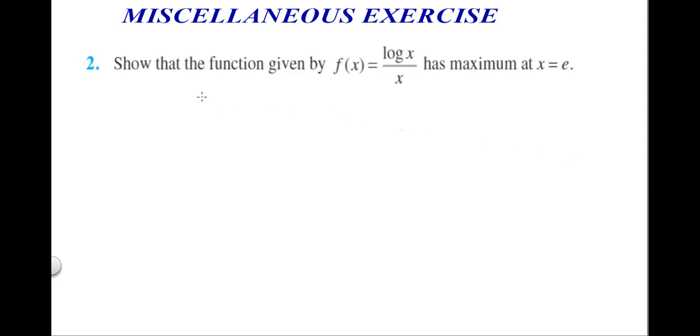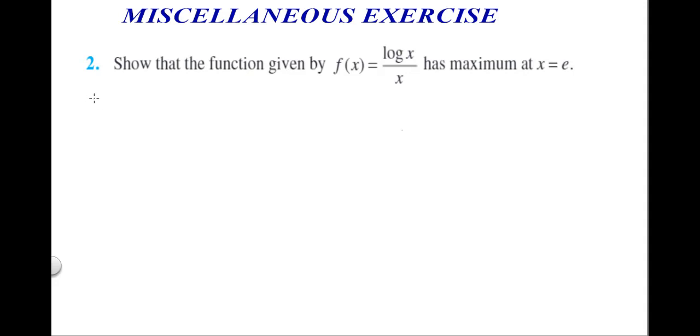As you can see, it is asked: show that the function given by f of x equals log x upon x has a maximum at x equals e. That means we have to prove that the function will have its maximum value at x equals e, or in other words, that x equals e is a point of maxima. When will it be a point of maxima? When the second order derivative of this function comes out to be less than 0 at x equals e. Let us calculate it.